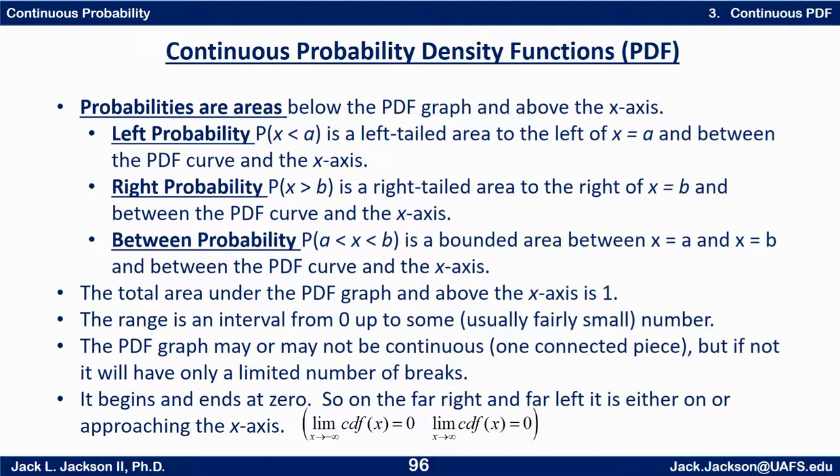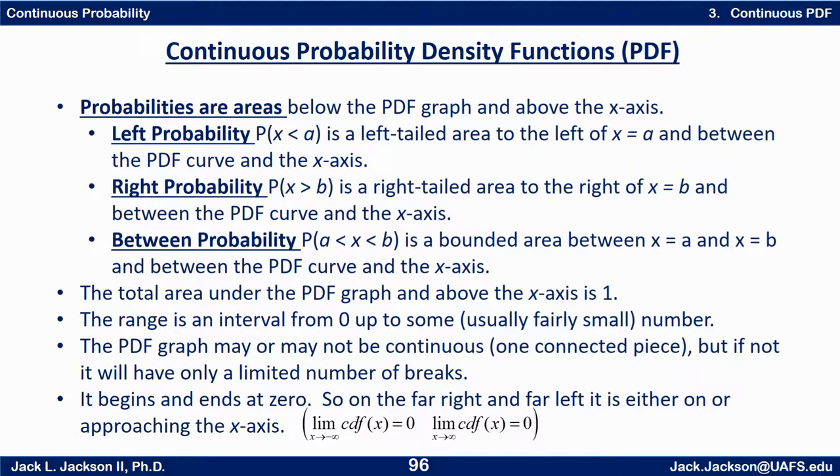And usually there's some range left and right that you go. The left probability is sometimes called a left-tailed area. It's the probability to the left of x equals a, between the PDF curve and the x-axis. The right probability that x is greater than b is a right-tailed area to the right of x equals b, again between the PDF curve and the x-axis. And then you have the between probability, that a is less than x, which is less than b, a bounded area between x equals a, x equals b, and between the PDF curve and the x-axis.